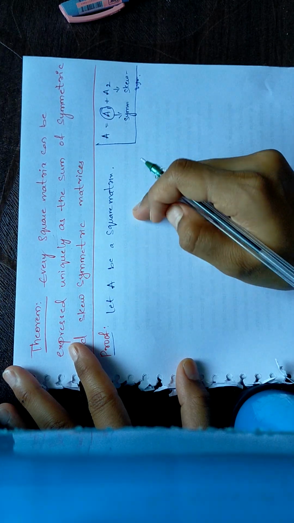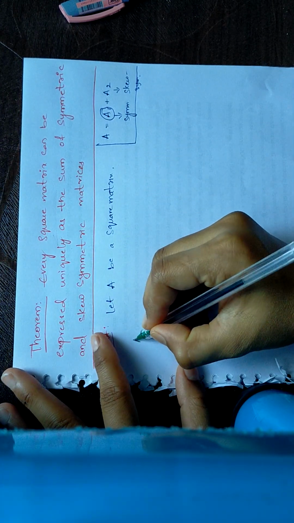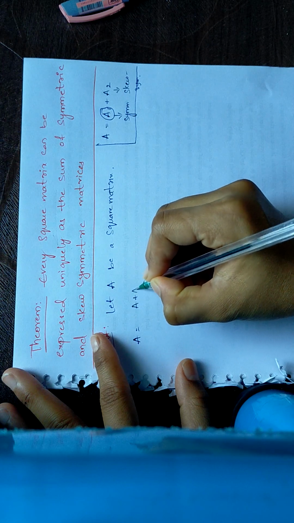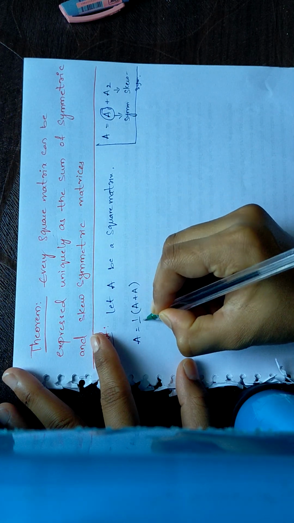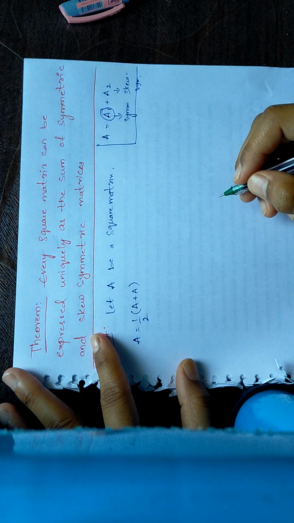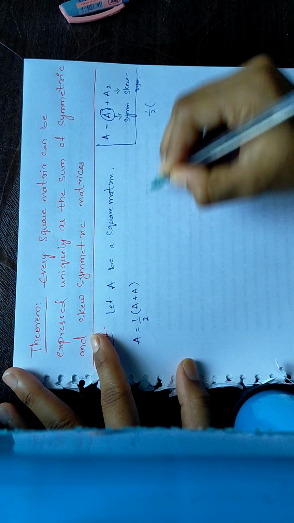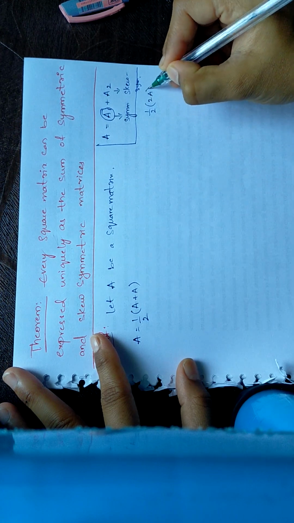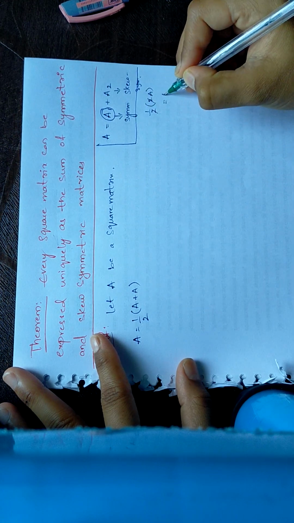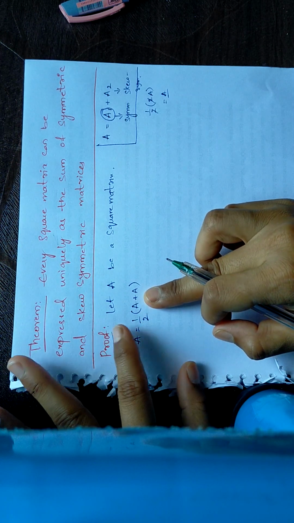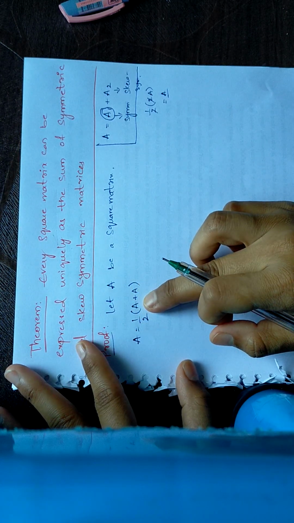Now how can I express this matrix A? I'll take (A plus A) into 1 by 2. See, if you solve this, 1 by 2, A plus A is 2A, cancel the 2, A into 1 is A again, so A equals A, right? So we can express A in this way.